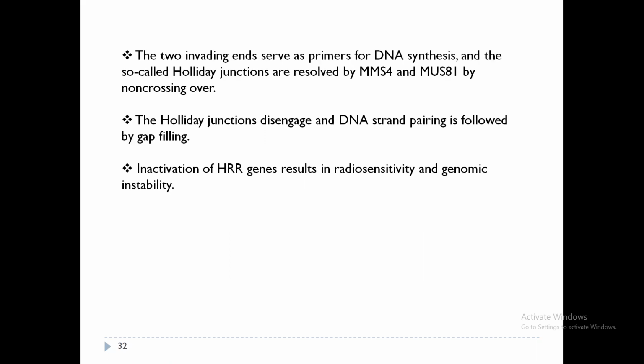The two invading ends serve as primers for DNA synthesis, and the so-called Holliday junctions are resolved by MMS4 and MUS81 by non-crossing over. The Holliday junctions disengage and DNA strand pairing is followed by gap filling. Here, the inactivation of these homologous recombination repair genes results in reduced sensitivity and genomic instability.